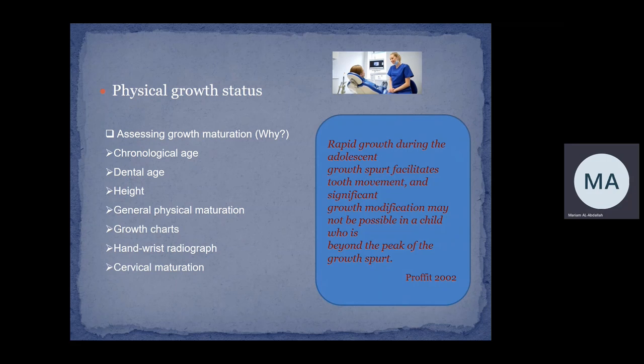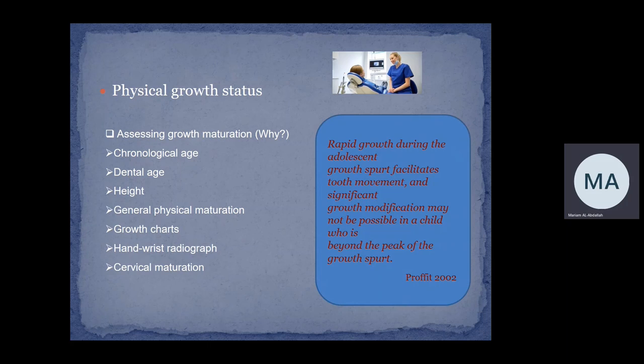General physical maturation, growth charts, you can consult with the pediatrician and get a copy of the growth charts in order to look at the patient's progress and to compare the patient with the other children of the same age. Hand wrist radiograph is not ordered by orthodontists anymore. It is used by some pediatricians, so if it's there, we can use it. We can assess the skeletal maturation and the stage of development.